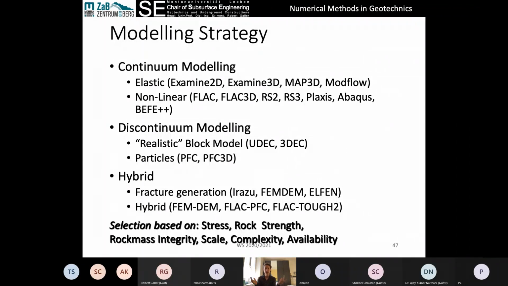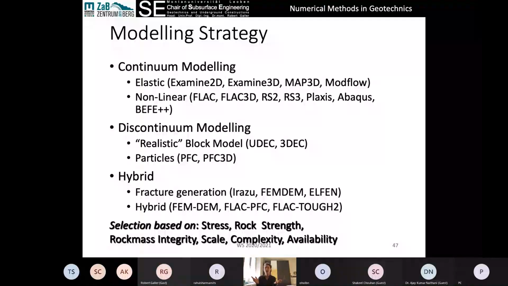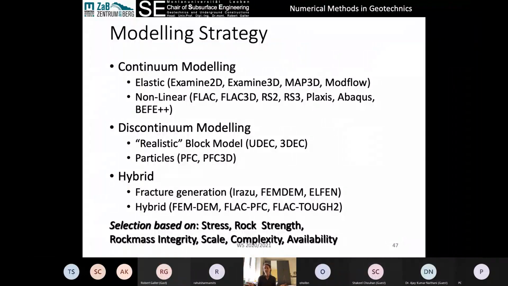So the reality in most design offices is that a design office will buy a code. Maybe they'll have Plaxis, or they'll have FLAC, or the Rock Science Suite, whatever code it is that they have, and that's the code that you have available.